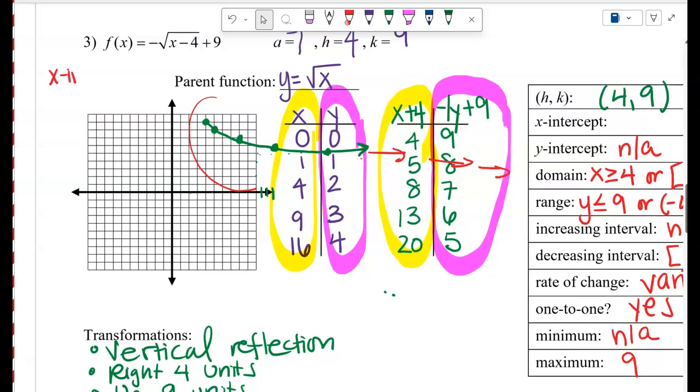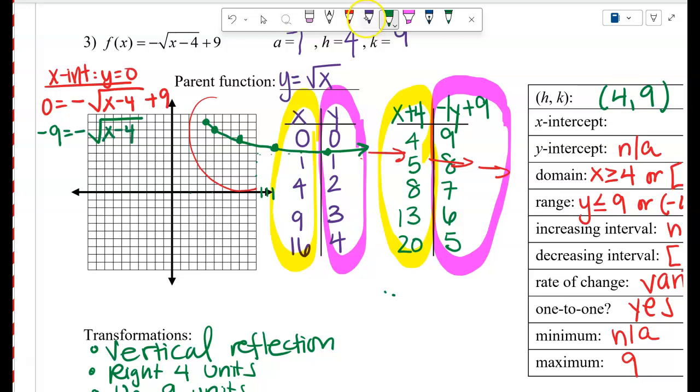Again, guys, for the x-intercept, y has to be 0, okay? So take 0 equals negative square root of x minus 4 plus 9. Step number 1, subtract 9 from both sides. So that's going to say negative 9 equals negative square root of x minus 4. Step number 2, we have to divide both sides by negative 1 to get rid of that negative in front of the radical. Remember, your job is to isolate the radical always.